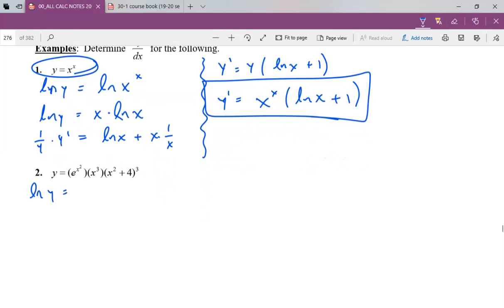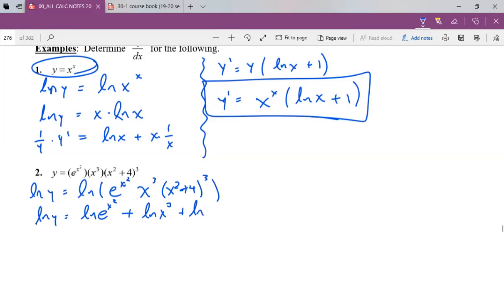So ln y is equal to ln of e to the x squared times x cubed times x squared plus 4 cubed. So we have the natural log of all of that, but it's a natural logarithm of a product, and so we can break that apart. So this ends up being ln y is equal to ln e to the x squared plus ln of x cubed plus ln of x squared plus 4.